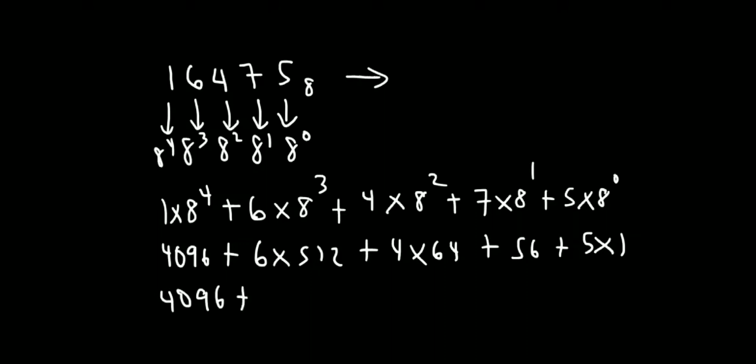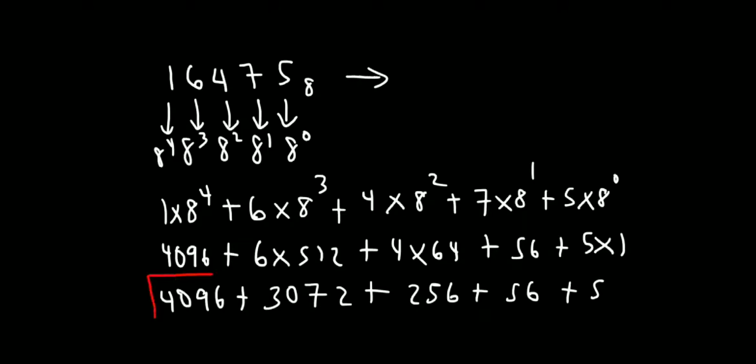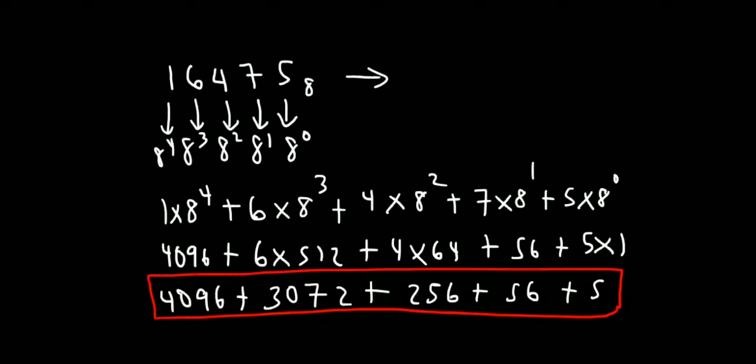Now we will add all these numbers: 4096, then 512 multiplied by 6, and 4 into 64, then 56, then 5. Then we will add all these numbers. After adding we will get 7485 base 10. This is our decimal number equivalent to the octal number. So this is the process by which we will solve it.